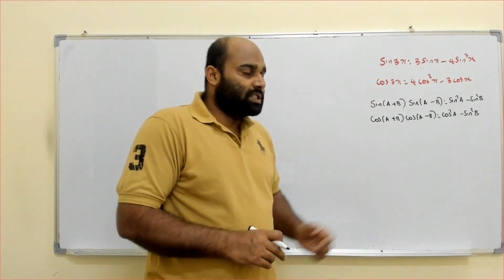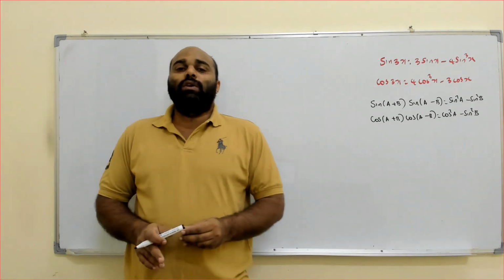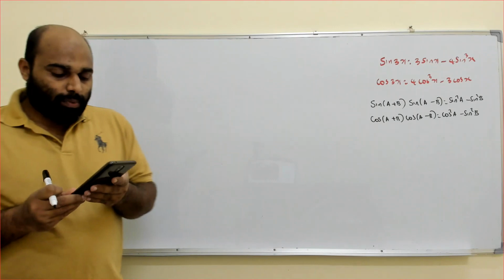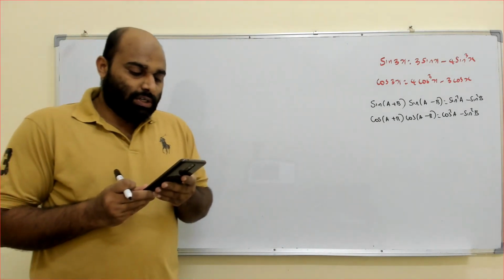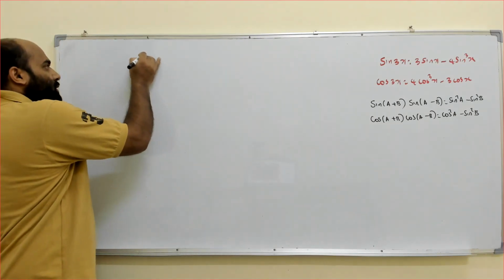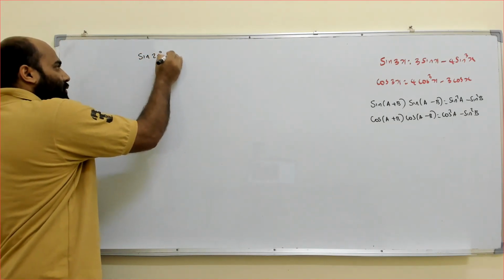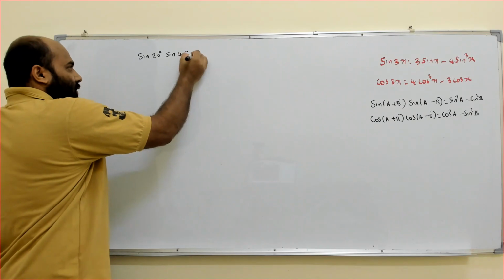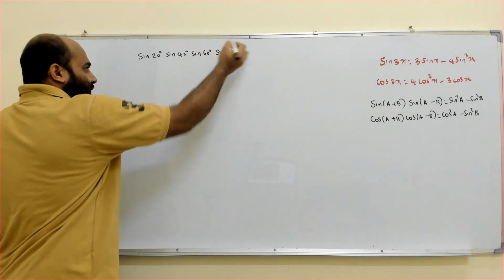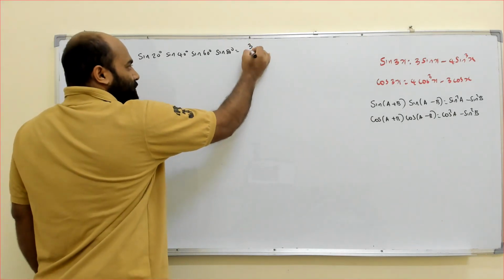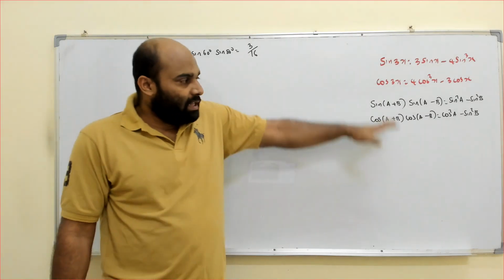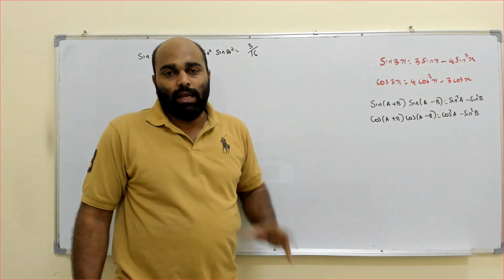Now, based on this one, I'm just doing some questions. Question you can write: prove that sin 20 degree into sin 40 degree into sin 60 degree into sin 80 degree equal to 3 by 16. This is the question. Very easy. Automatically every result will come automatically. You can see that one.